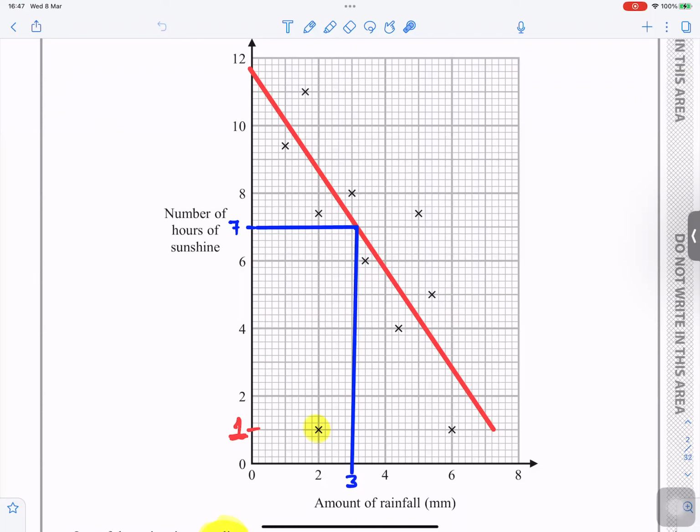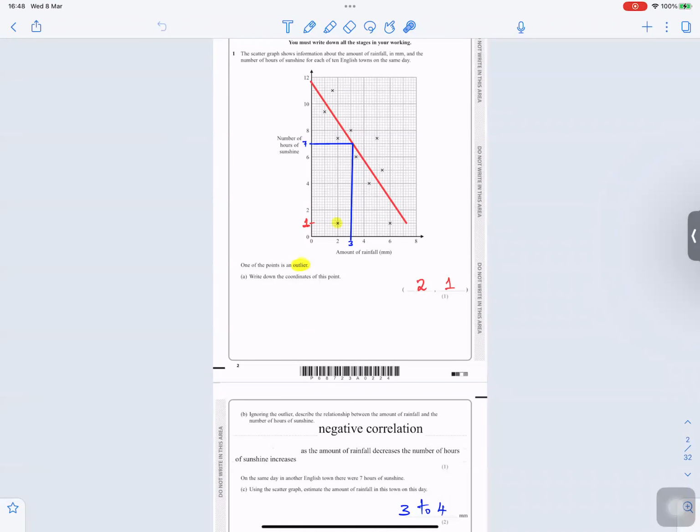So on the scatter graph, you go to number of hours of sunshine, you choose 7, and you go straight down where you meet the line of best fit. You draw a line coming down, and that point there, the amount of rainfall is 3 millimeters. That's all of question 1.